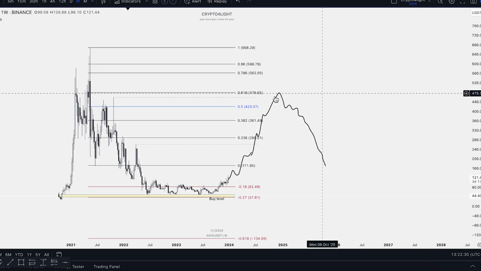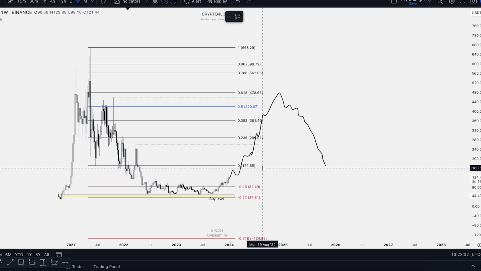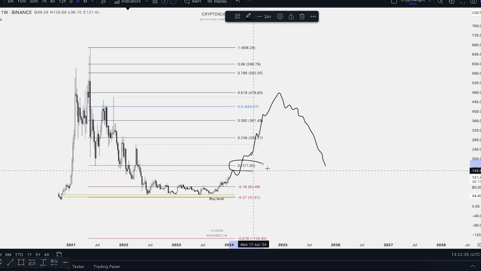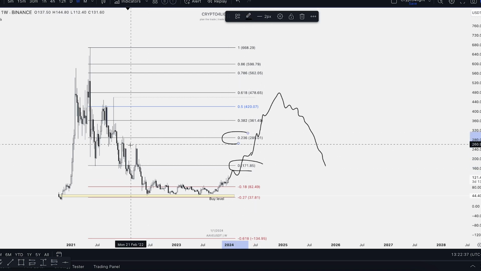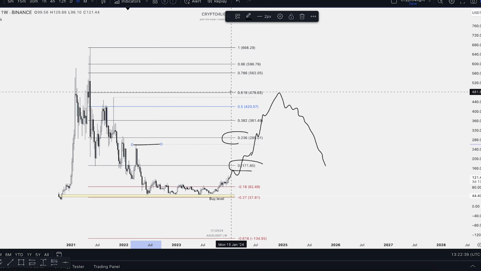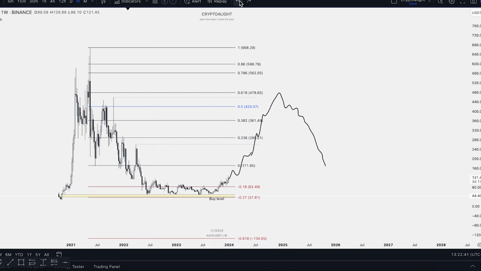But the local conservative price targets: first one, this one, 171. Next one, it sweeps this liquidity, 289. And this block is okay to fix some profit, to fix some position.